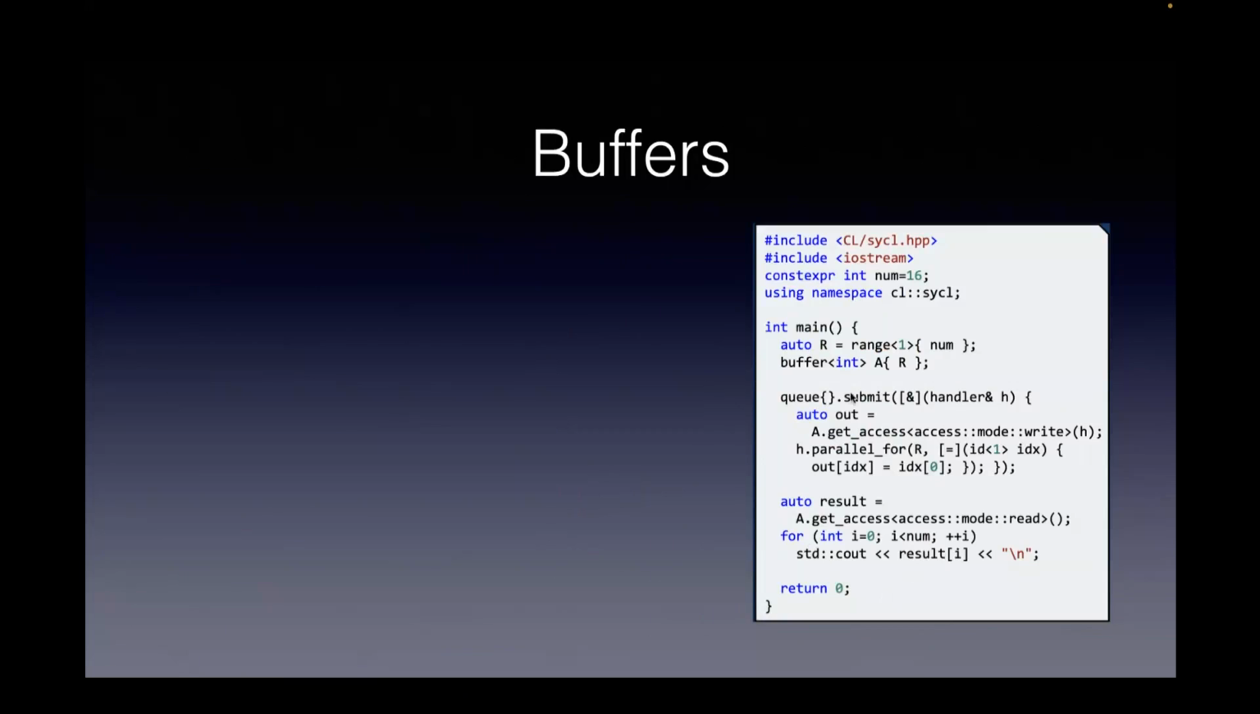Now we go back to our original example. I will use this example for the rest of the slides because it's the simpler example. The previous example helped me understand different kernels. But here again, you have a range. You create an R, which is a range of 16. Create a buffer A. You have a queue.submit with an accessor and a kernel with a parallel for, and you get a result.